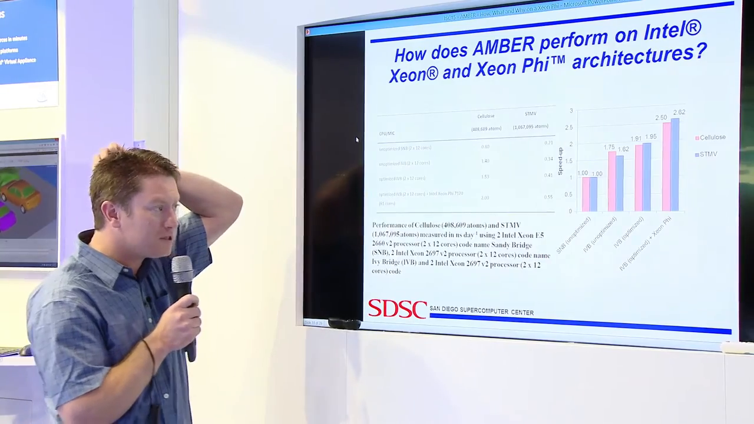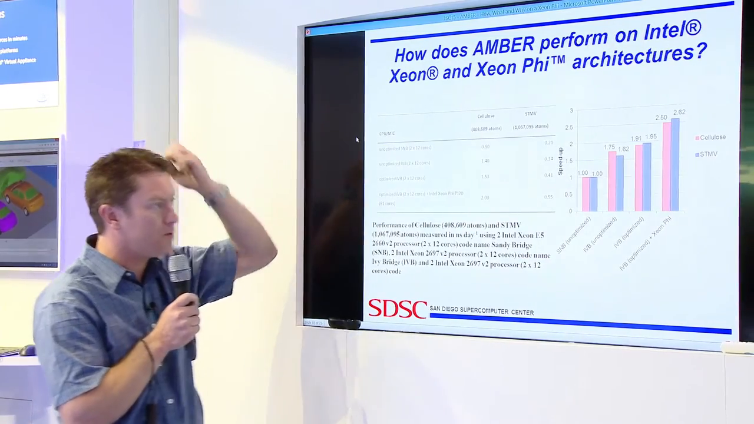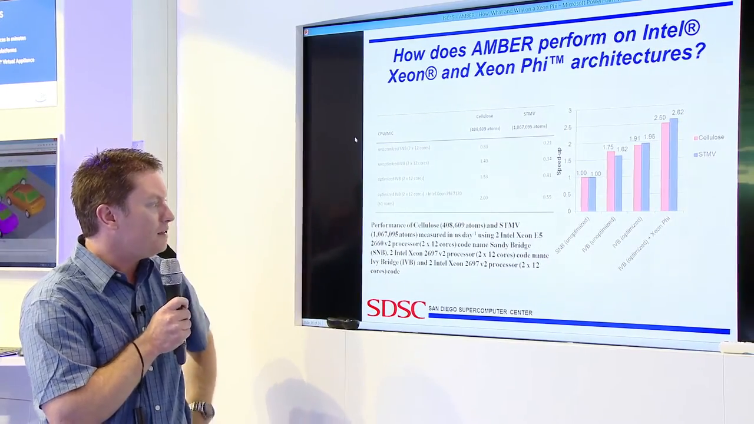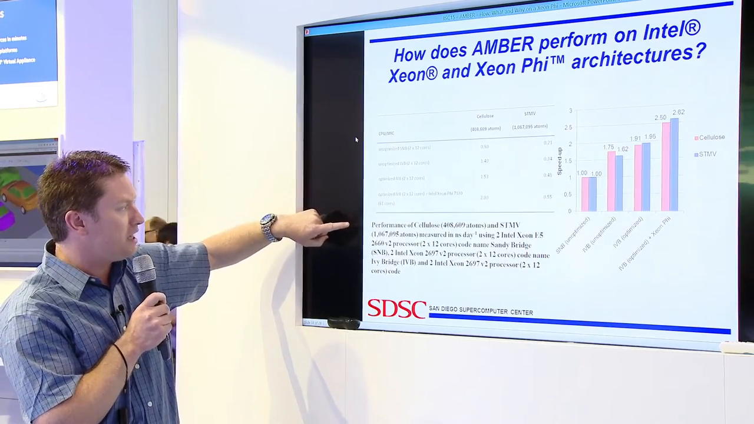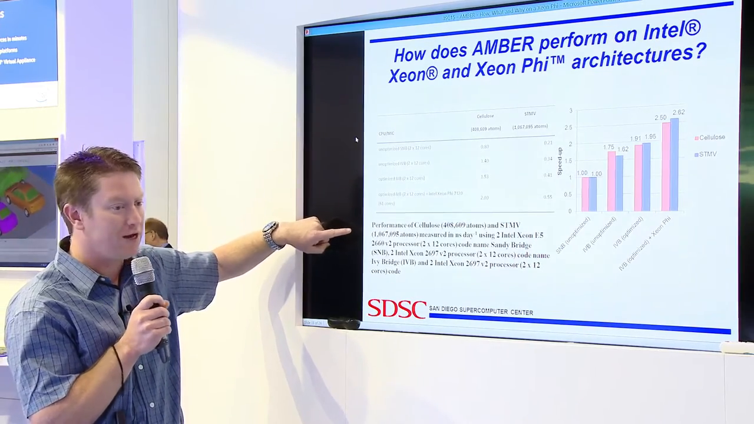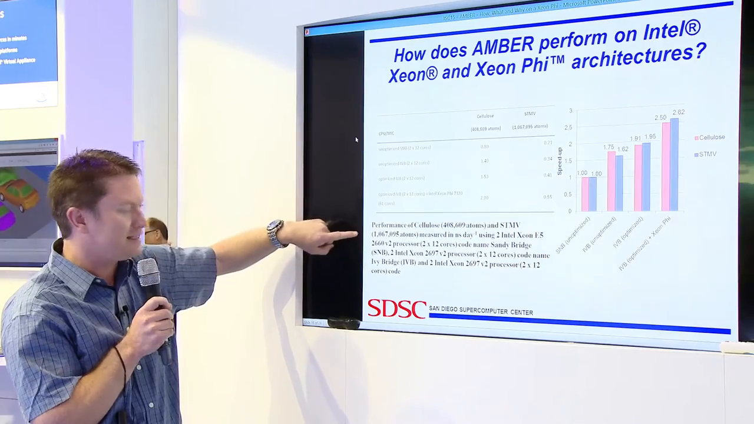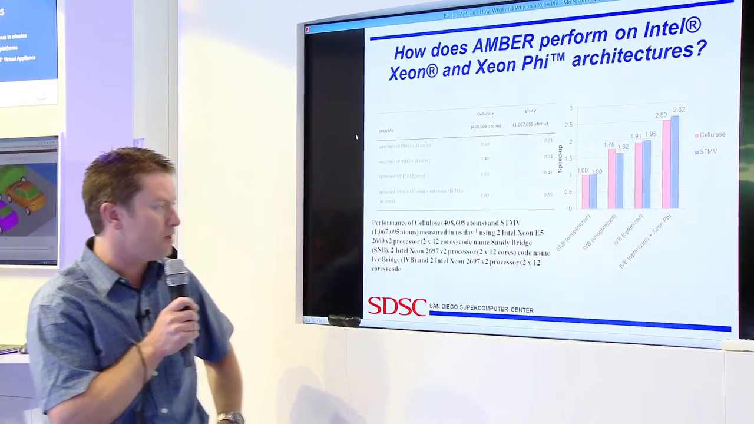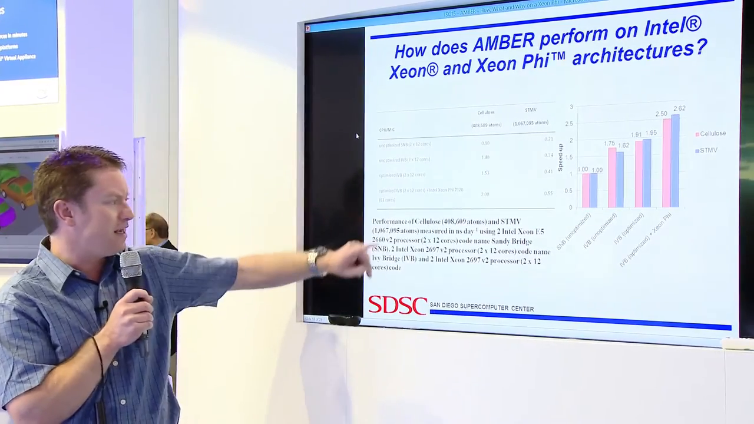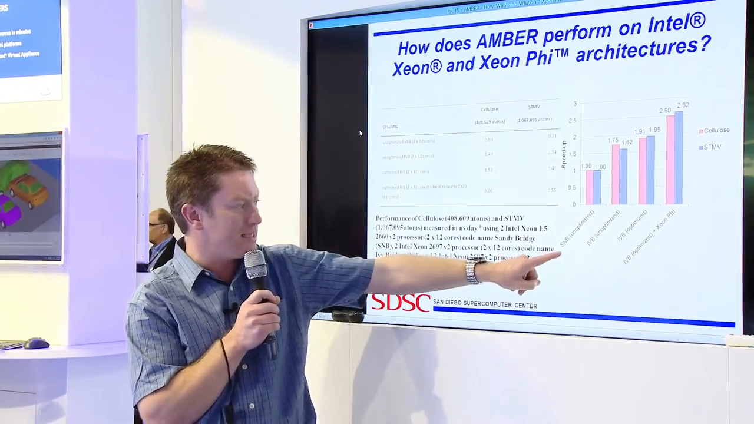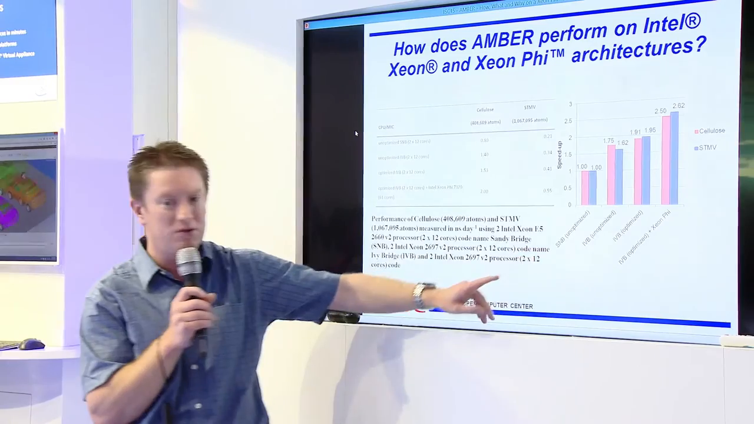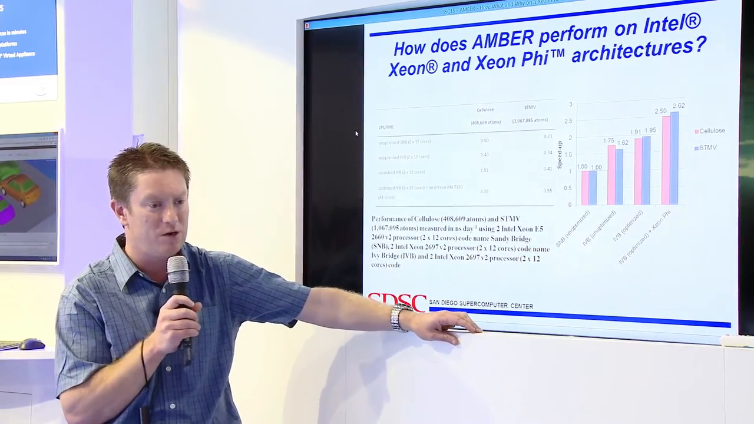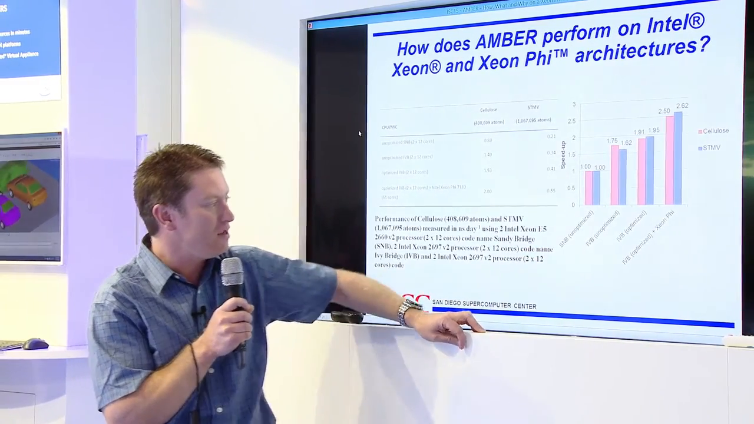What does the performance look like? So this is the first version that we released. I'm giving just examples here for cellulose, which is 408,000 atoms, and then satellite tobacco mosaic virus, which is just over 1 million atoms in solution. And we did this initially on Sandy Bridge and Ivy Bridge. I'm trying to get updated numbers right now for Haswell, but we're waiting for the hardware to arrive.